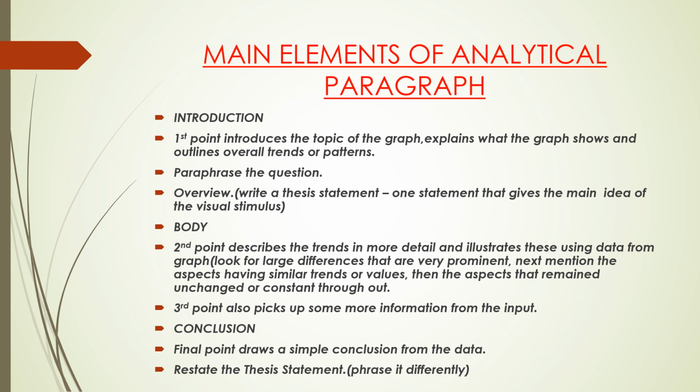Next comes the body of the paragraph. Now we are going to elaborate the thesis. That is, we need to look for the differences or the similarities and the terms which remain constant. The second point describes the trends in more detail and illustrates these using data from the graph. So we need to look for large differences that are very prominent. Next, mention the aspects having similar trends or values. Then the aspects that remained unchanged or constant throughout. So divide the body into two paragraphs for clarity.